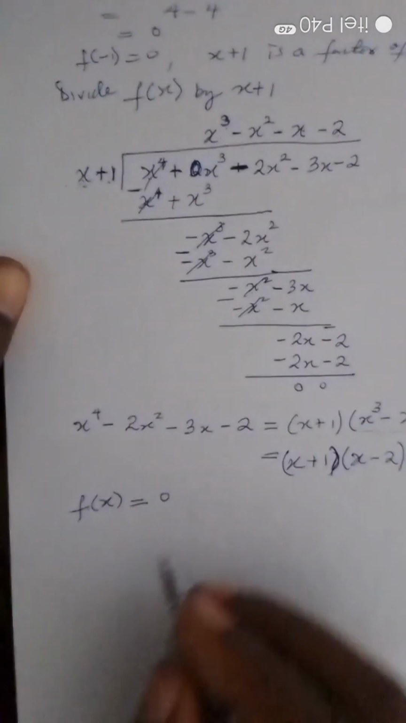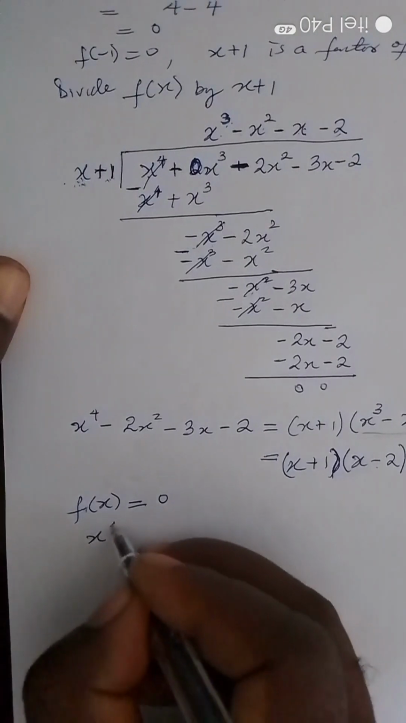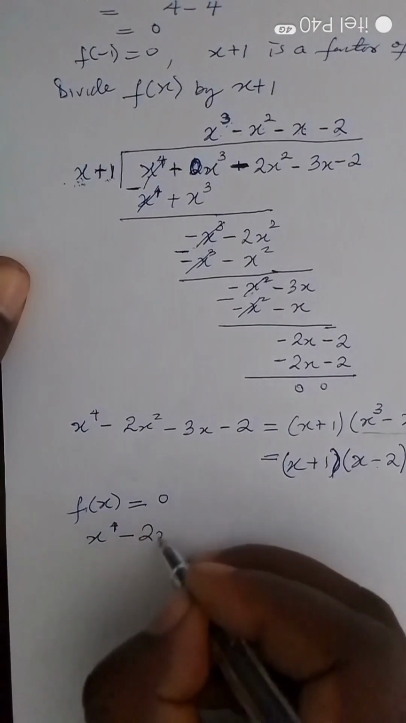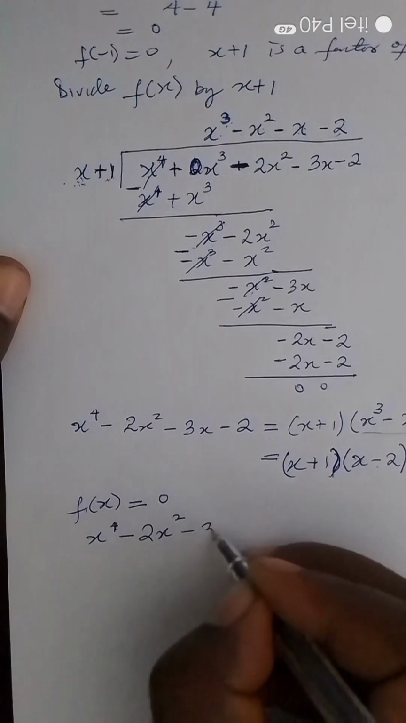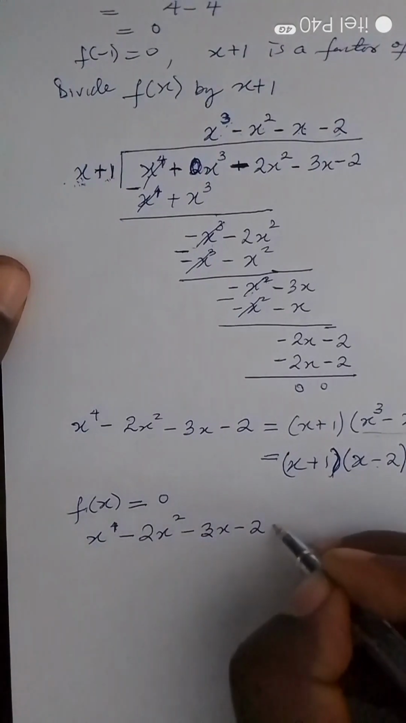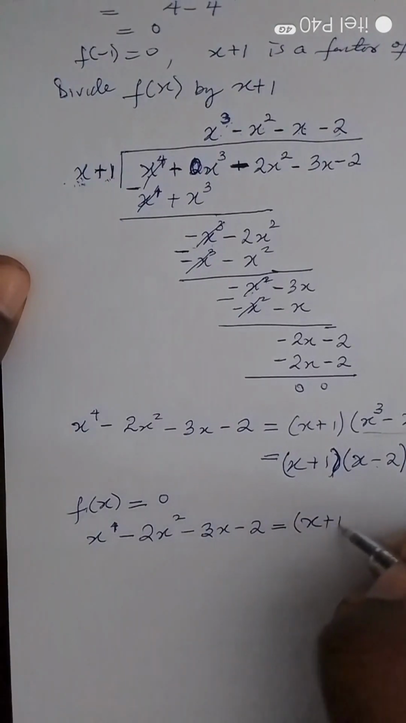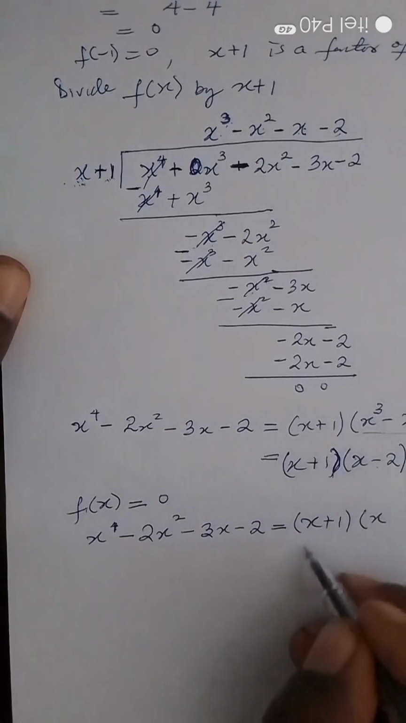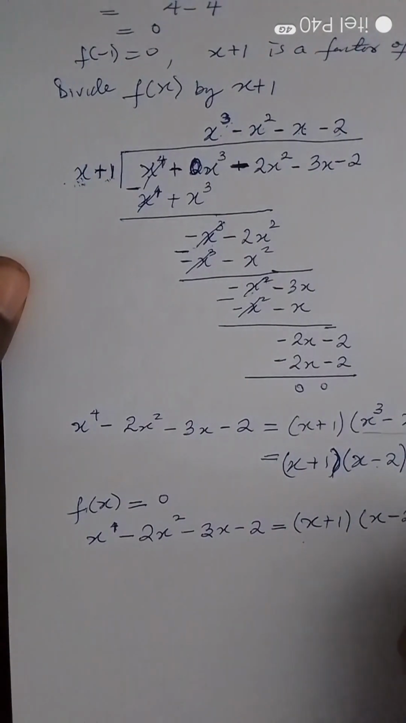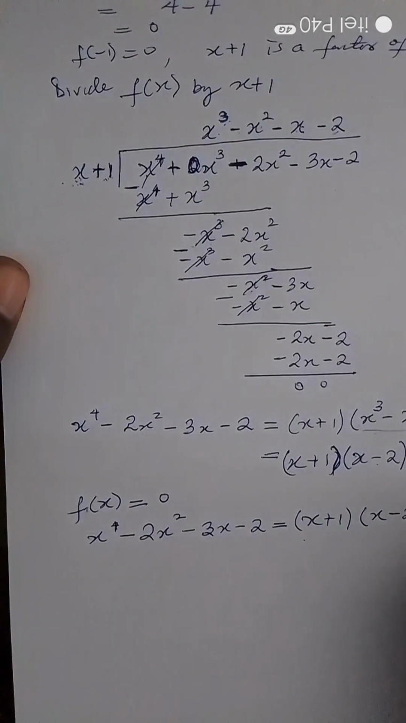Don't forget that f of x is equal to 0. Therefore, we can say that x to the power of 4 minus 2x squared minus 3x minus 2 equals x plus 1 multiplied by x minus 2 multiplied by x squared plus x plus 1 equals 0.